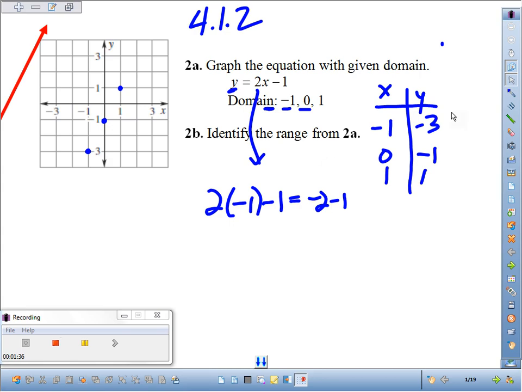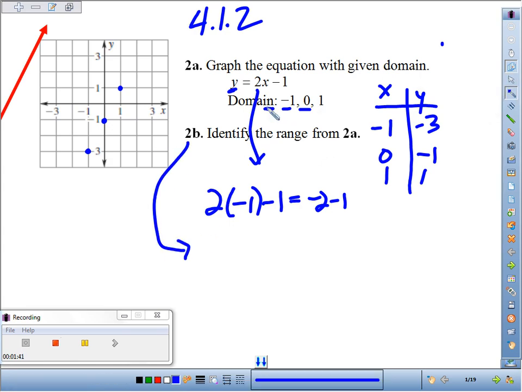If we look at 2B, it said identify the range. And just like we talked about, the domain is all the inputs, -1, 0, 1. The range is the corresponding output values. So that would be the y values, -3, -1, and 1.